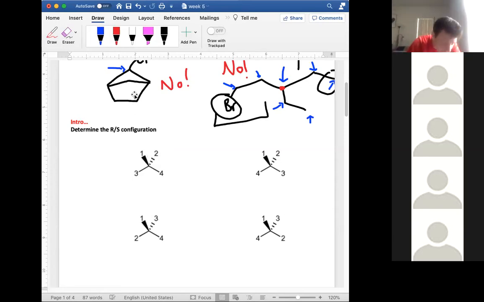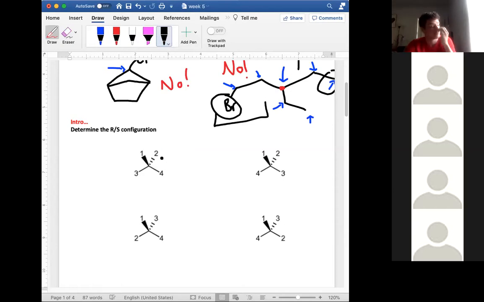So there's this thing, right? Instead of having to build a model kit and go through the mental, Jermaine gets a little twinkle in his eyes. He's like, oh, there's a little man looking down this bond. No, I'm not going to do that.